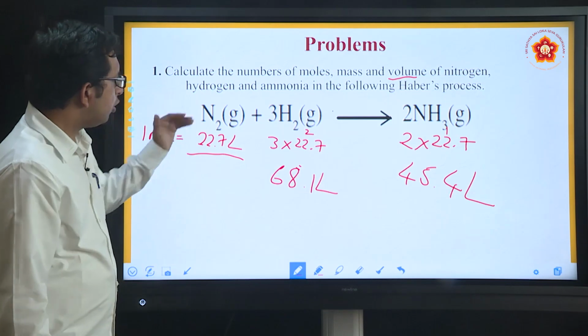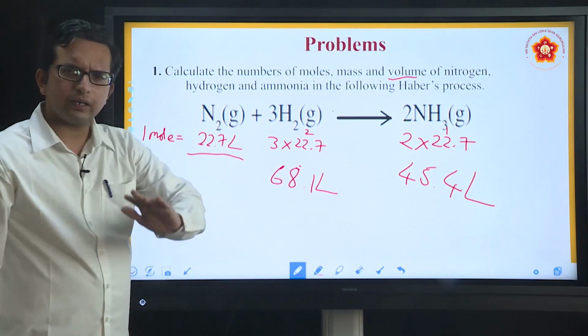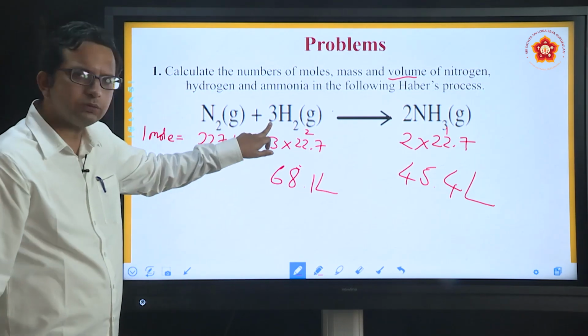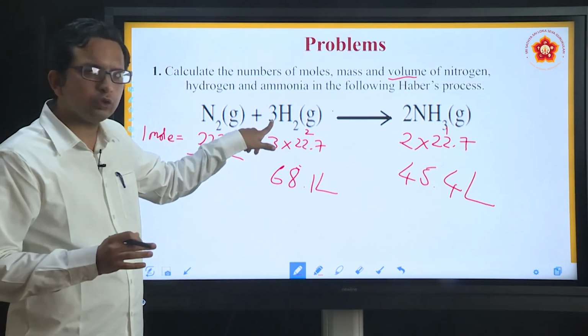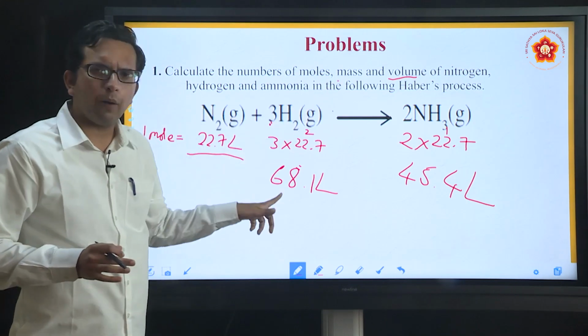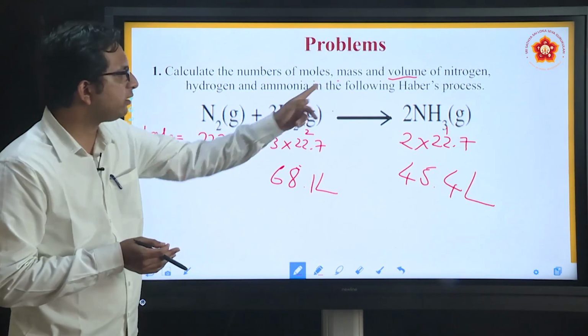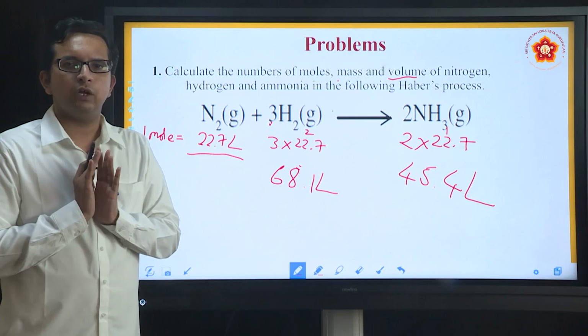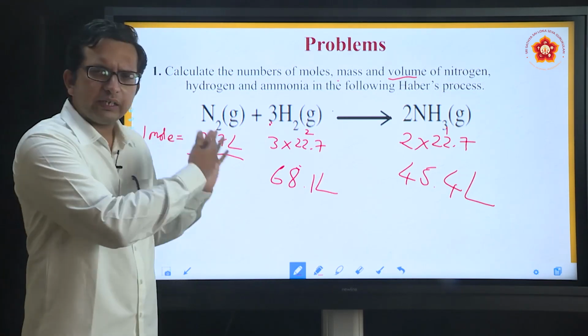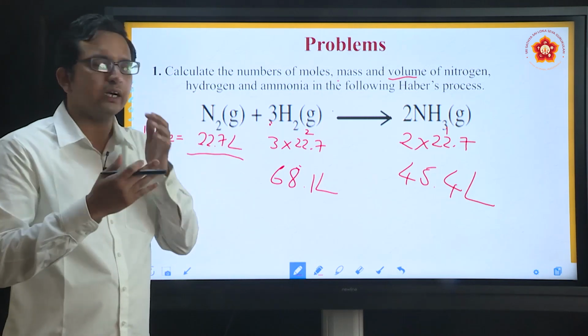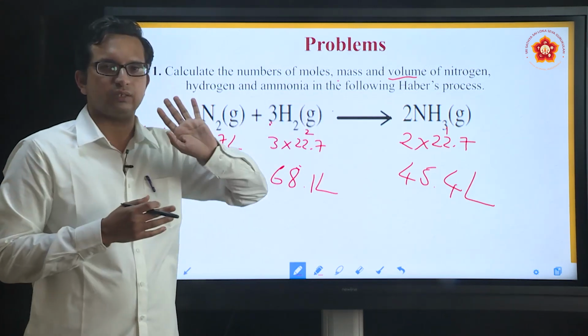So this is how we can interrelate a particular reaction with respect to the number of moles, the number of particles, which is nothing but the Avogadro number equivalent to the moles, the mass of these compounds, which we saw just before, and volume in these cases. So this one example gave us an idea of how each reactant and product is interrelated in various ways.